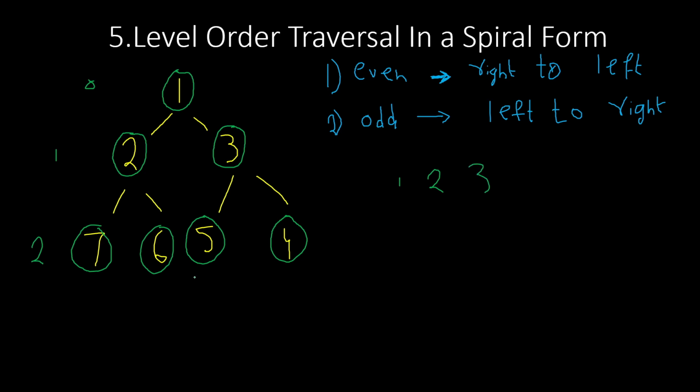Now next is the even level. Here we have to print from the right side, right to left. So that will become 1, 2, 3, 4, 5, 6, and 7. So this will be the output of our question. I hope you have understood the meaning of the question, how we are going to print the elements. Now we will go to the approach of this question. How can we deal with it in the code?